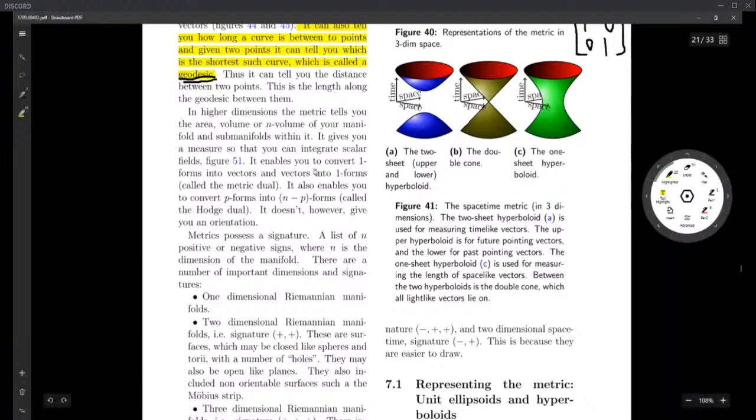Also, there's a very fancy statement here. It enables you to convert vectors into one forms and one forms into vectors. It's called the metric dual. It's a really fancy way of saying I can basically raise or lower indices. That's what we've been doing all along in special relativity.